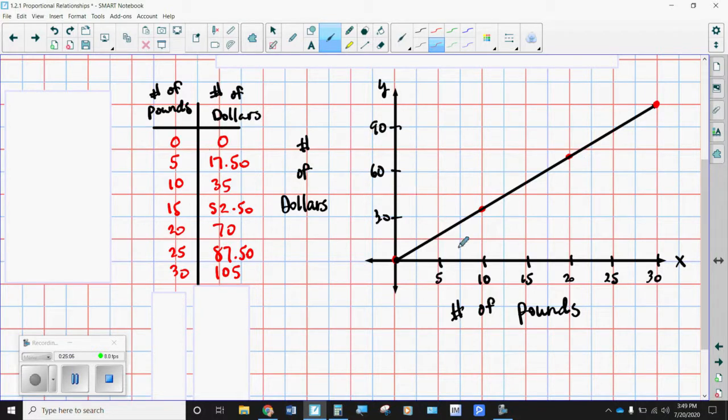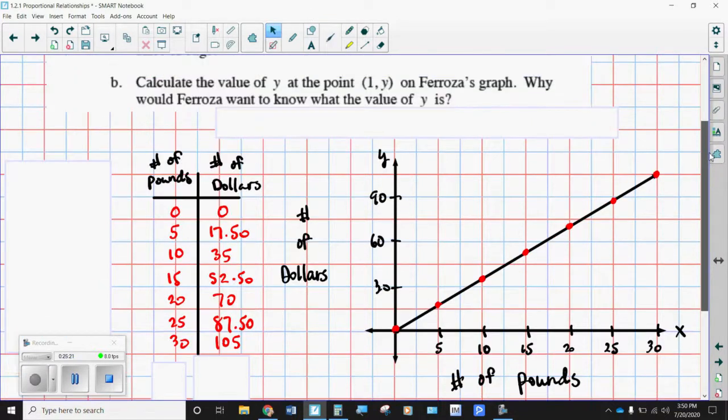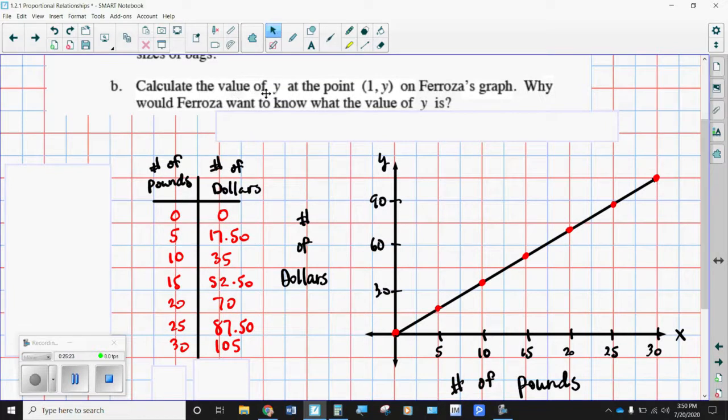So we've got all of our points. Now I can fit all the other ones in easily because we know those points are going to fall on our line, and I'll be accurate with their placement because the line is already there. So what's the question that they're asking us? Calculate the value of y at point 1, y. Okay, so you know what this point is going to be? That's going to be our unit rate.